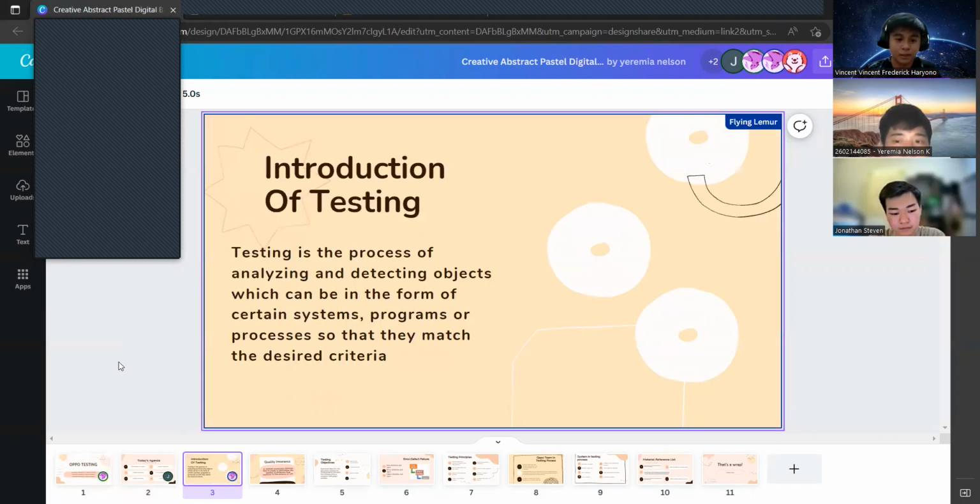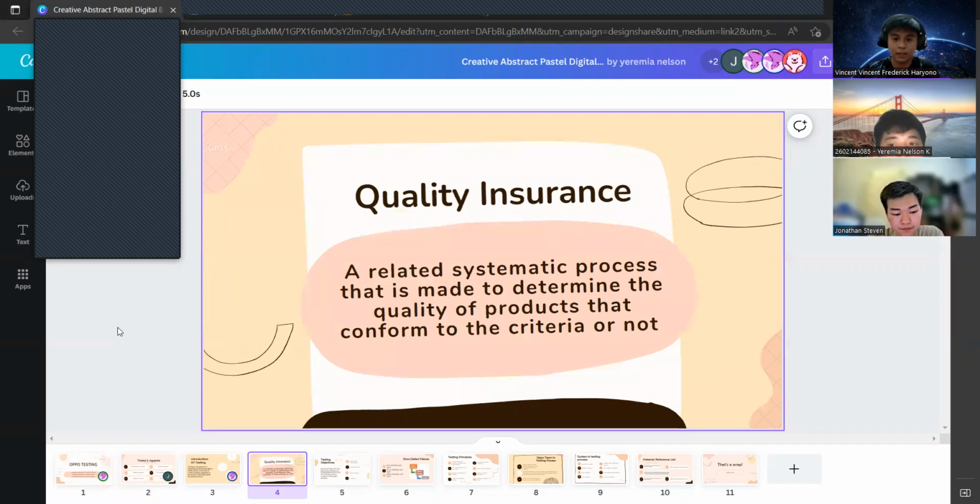Introduction of testing. Testing is the process of analyzing and detecting objects which can be in the form of a certain system, program, or process so that they match the desired criteria. Quality assurance is a related systematic process that is made to determine whether the quality of a product conforms to the criteria or not.